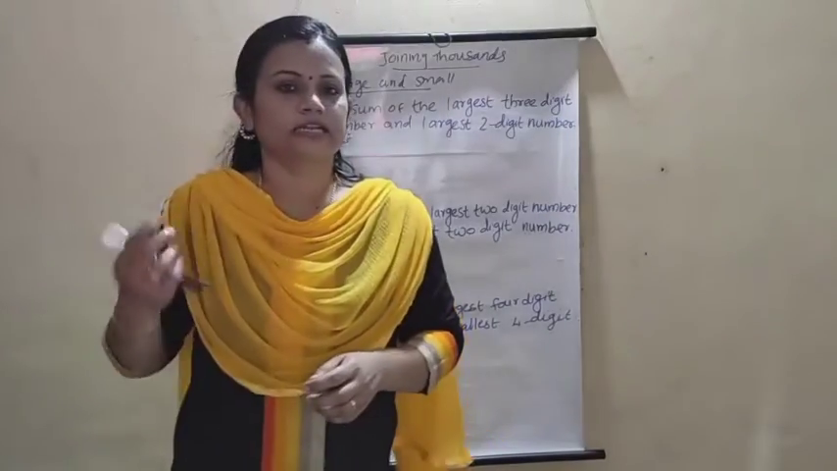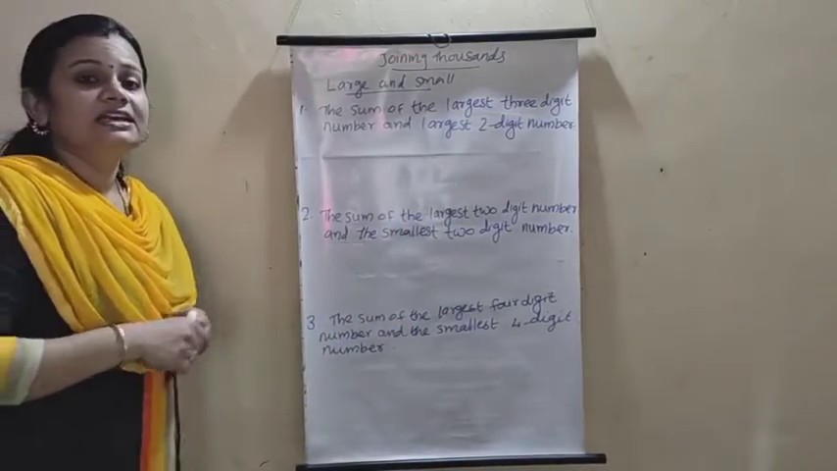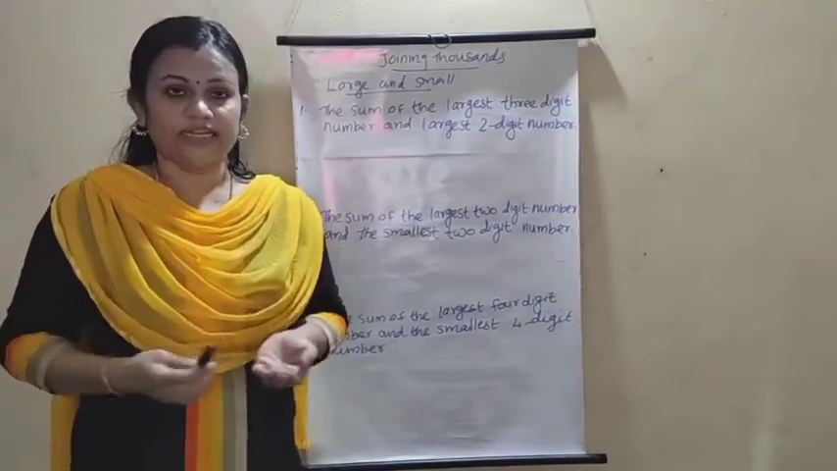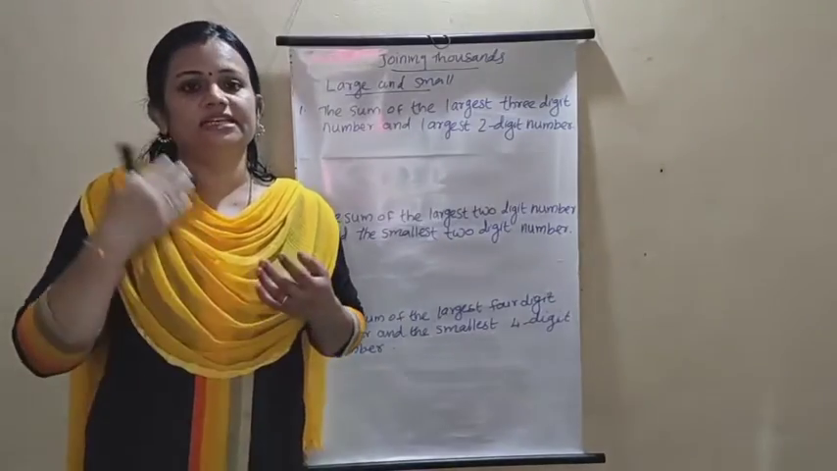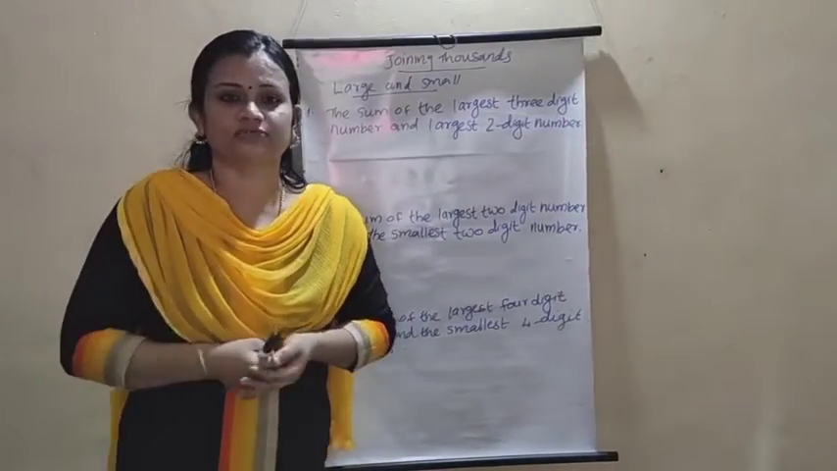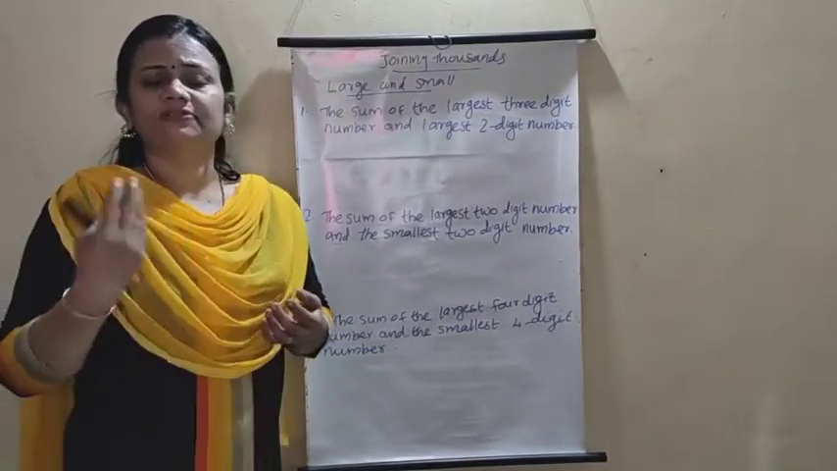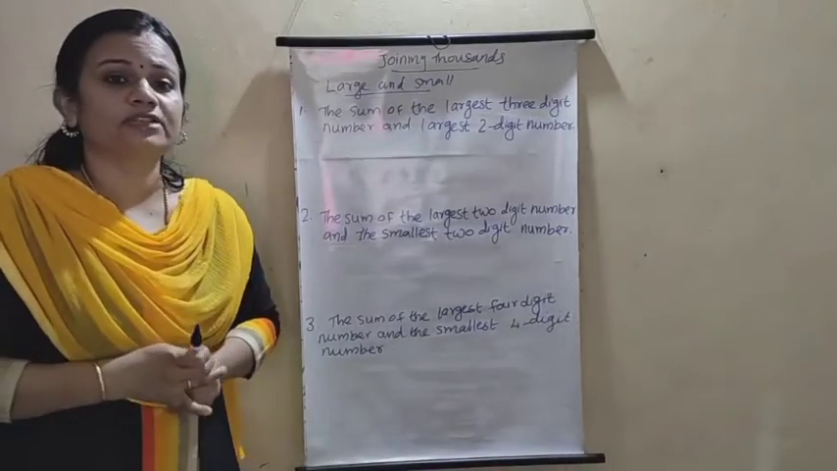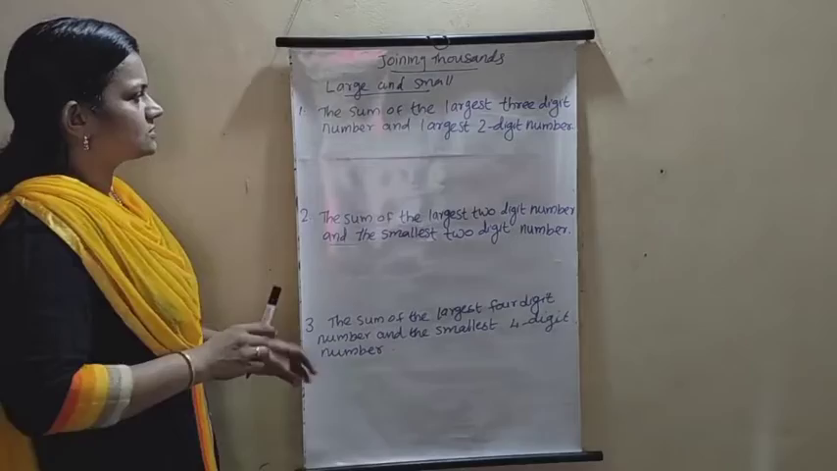Okay children, now we are discussing the largest and smallest numbers. We already studied the largest 2-digit number, largest 1-digit number, largest 3-digit, smallest 3-digit, largest 4-digit, smallest 4-digit. Everything we learned in the last class, the previous chapters. Then in this problem, find out the sum of the largest and the smallest numbers. Okay, then what is the first question?